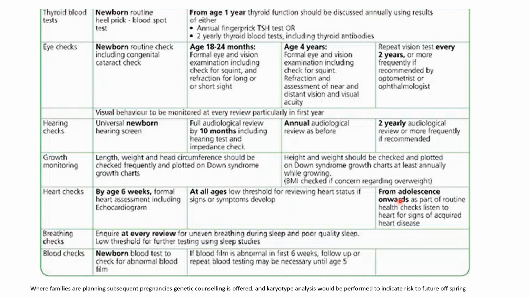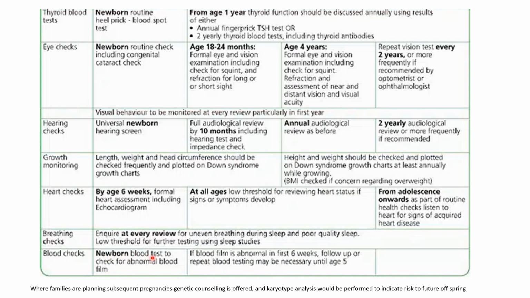Then from adolescence onwards, as part of the routine health checks, listen to the heart for signs of acquired heart disease. Then for the breathing checks, you have to ensure a daily review of uneven breathing during sleep or poor quality sleep. Then low threshold for further testing using sleep studies. Then lastly, the blood checks.